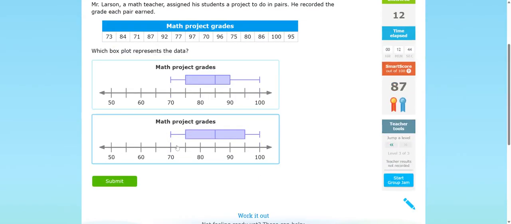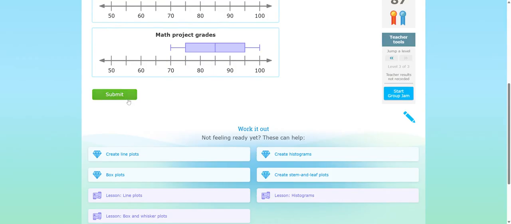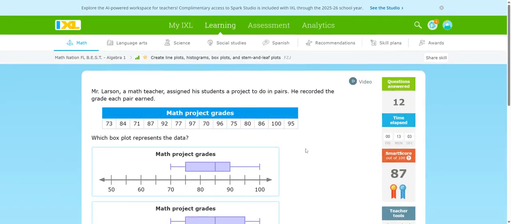Okay, same thing here. Same minimums, same maximums, same median. The upper quartile is different, so you just have to figure out which upper quartile is different. And that's it. All right, so that one should be it. And hopefully, if you need more help with that, watch this video.